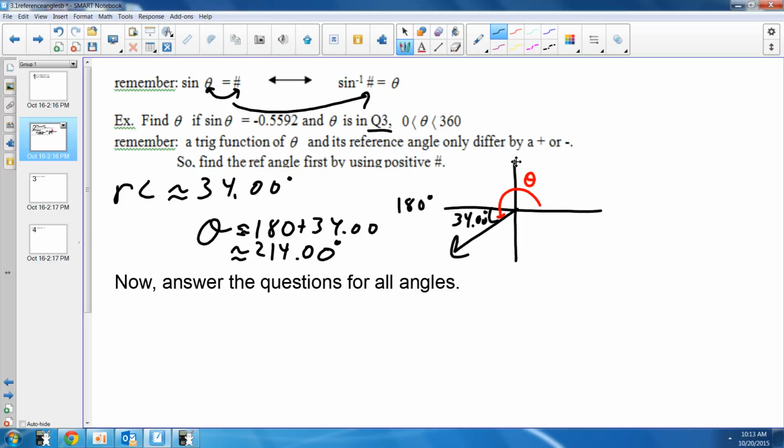Well, that answer is going to be theta is approximately 214.00. That's that answer. And then what I'm going to know is that it's going to keep going around and hitting that angle in both directions, positive and negative. So I'm either adding or subtracting 360 to that. So how do I write that down? Plus 360K.